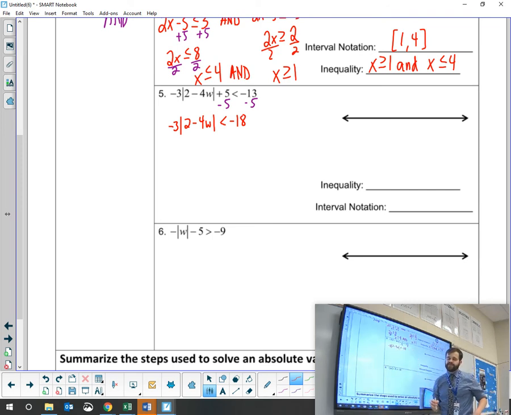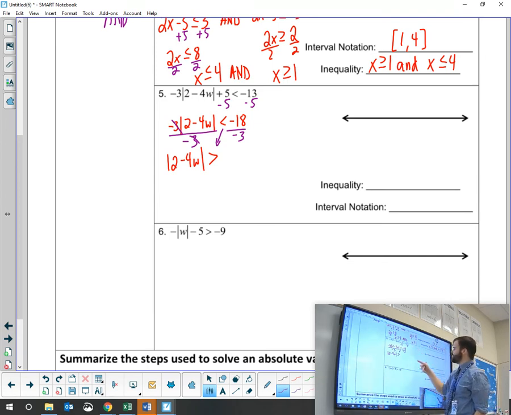And then to clear out that negative 3, guys, this is important. Remember, we cannot distribute that negative 3 in there. It's not a parentheses. You cannot distribute into an absolute value. So what we have to do instead is divide by negative 3, so that'll cancel that out. And so I'll just have the absolute value of 2 minus 4w is greater than, because I divided both sides by negative 3, we have to flip the sign. Negative 18 divided by negative 3 is going to be a positive 6. So there you have it.